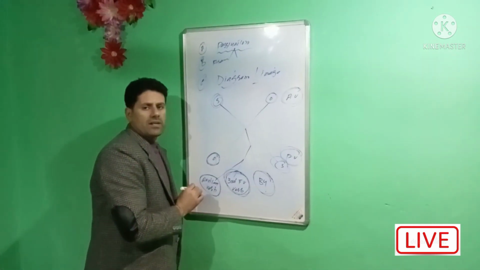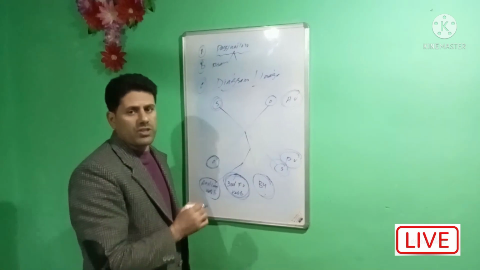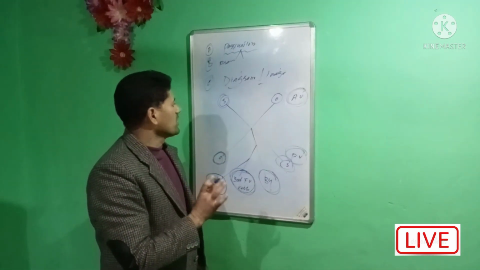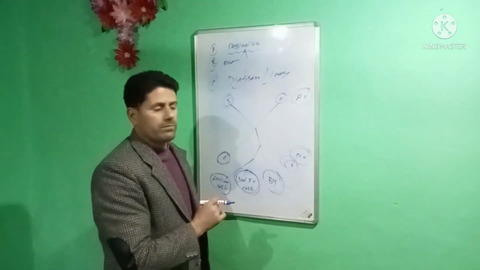Now we will start the passivation. There are 20 rules in it. Rule by rule, I will demonstrate all rules before you here.